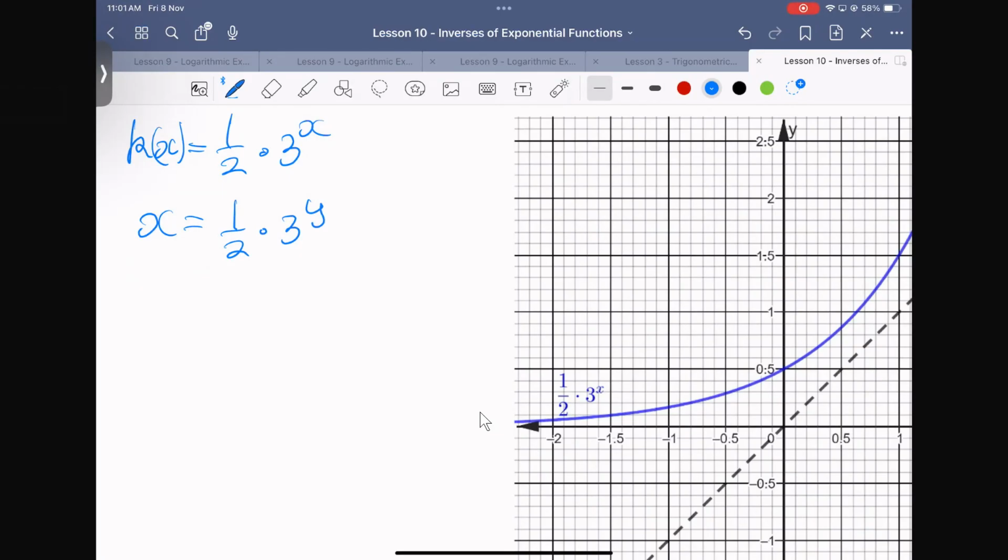All right. What should we do first here to get y on its own? Multiply by 2? Let's multiply by 2. We get 2x is equal to 3 to the y. Which form is this in? This is an exponent form. So if we switch it to logarithmic form, what would we get?